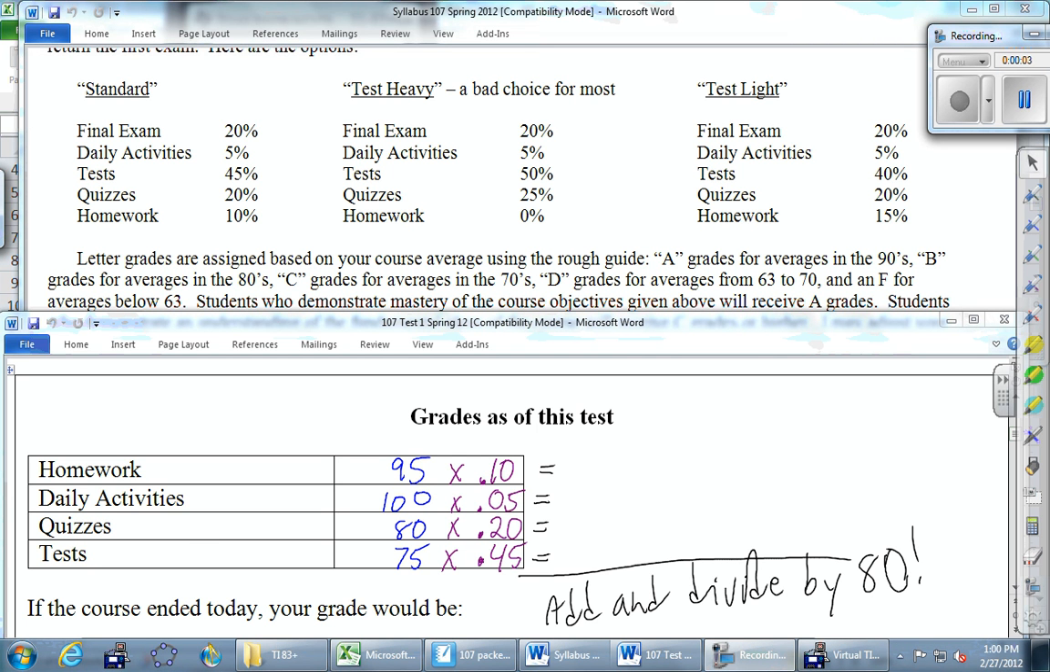Okay, so let's talk about the grades on the test. I'm recording this, so if you miss any of the details for how to calculate your grade, just check out the video. I'll post it on YouTube later.